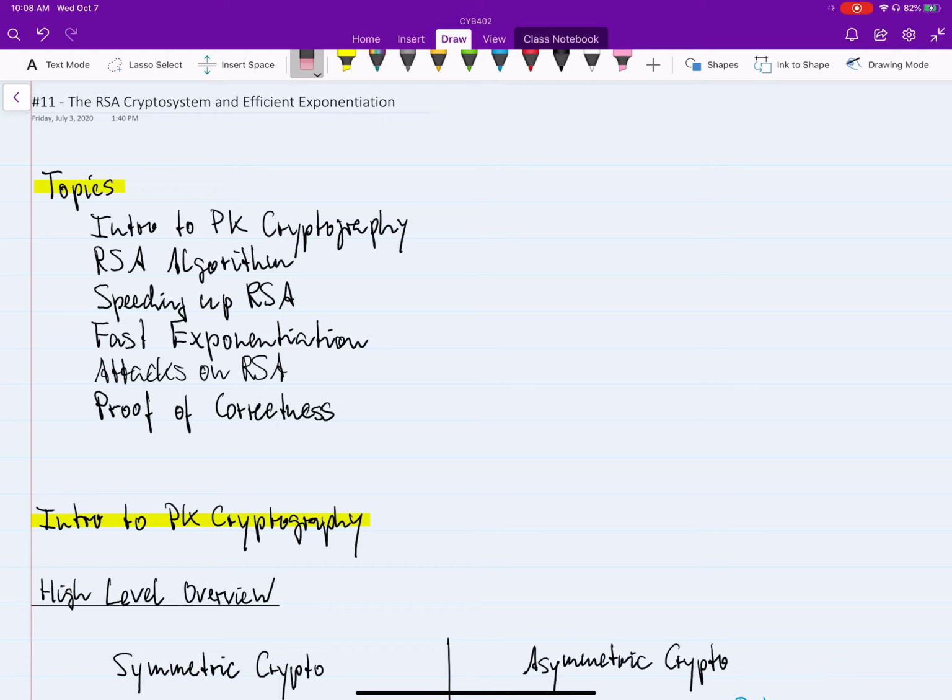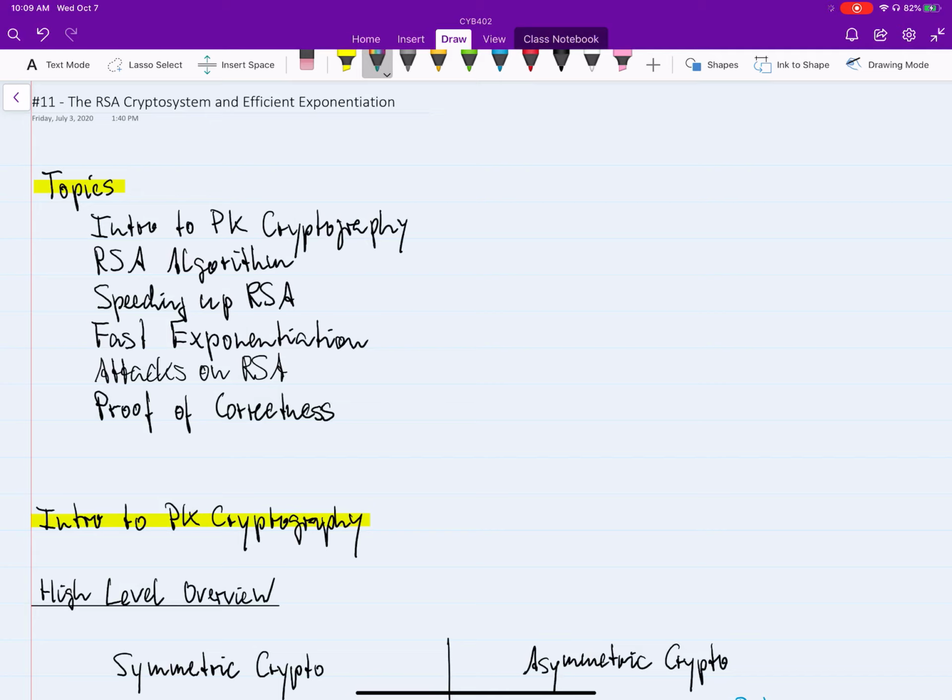In our last lecture, we created the mathematical foundations for what we are going to talk about today, which is RSA. RSA is a public key crypto system, and we are going to introduce two public key cryptography systems first. Then we are going to talk about the RSA algorithm itself and its speed up techniques. RSA by itself is really, really slow, so we need to speed it up.